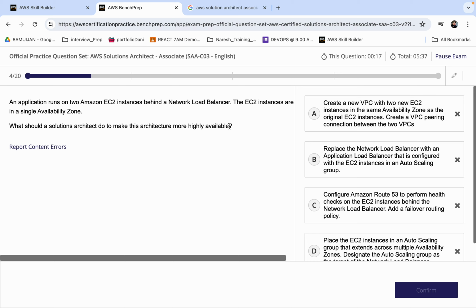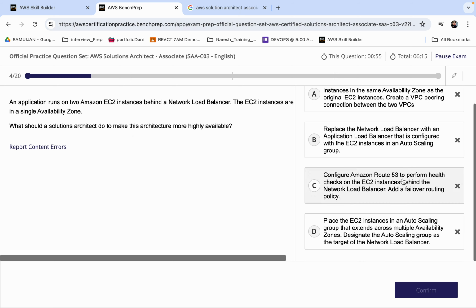An application runs on two Amazon EC2 instances. Basically two Amazon EC2 instances are there, and there is an NLB also, so you can understand the architecture. There is an NLB and two EC2 instances, and they are both in a single Availability Zone. So what should a solutions architect do to make this architecture more highly available? Okay, they have to make it more highly available. So let's check the options first.